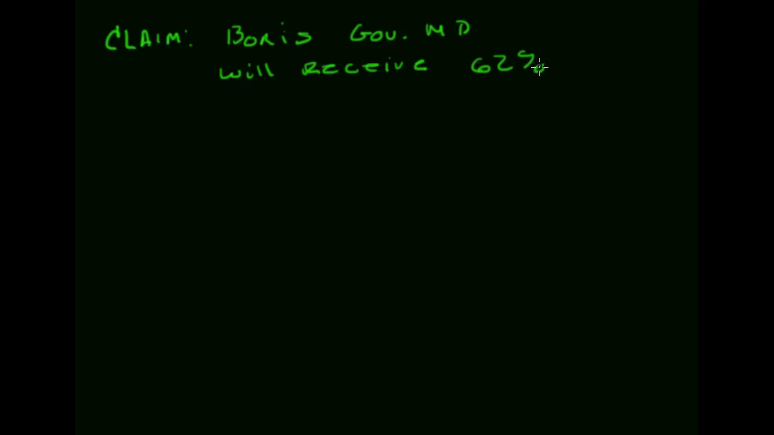Okay, we're going to walk through doing a significance test for a proportion. Usually with this, you start with some sort of real world claim. My claim is that Boris, my political candidate, who is going to run for governor of Maryland, will receive more than 62% of the vote.